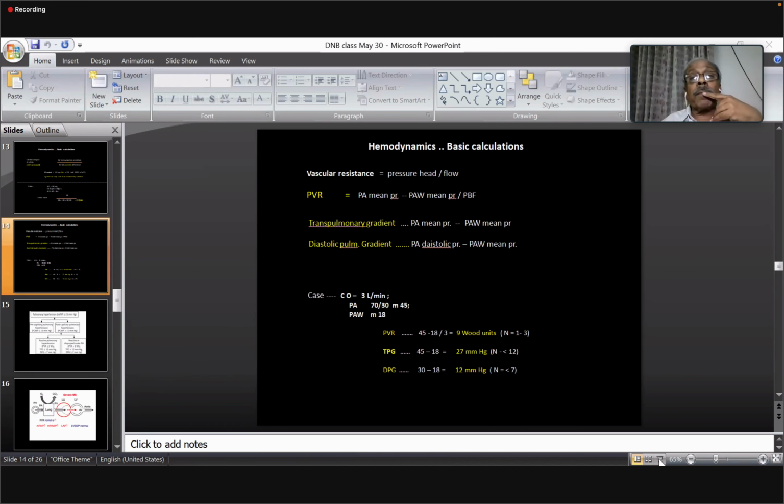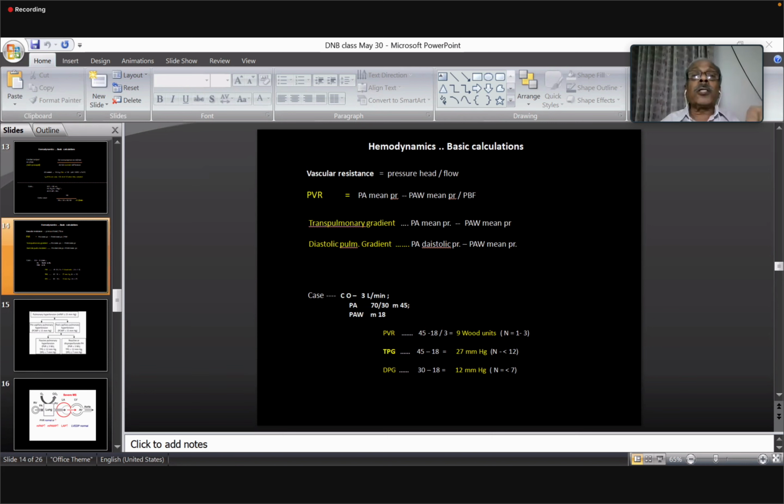And diastolic pulmonary gradient. That is PA diastolic, which is 30, minus pulmonary artery wedge mean, which is 18. 30 minus 18 is 12. Normally it is less than 7. This value is very important. Just as, what is the type of PAH? Type of PAH. Okay.